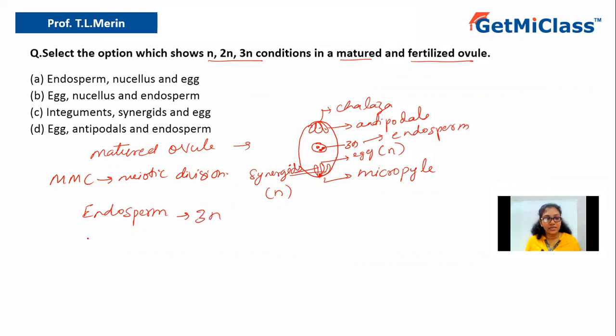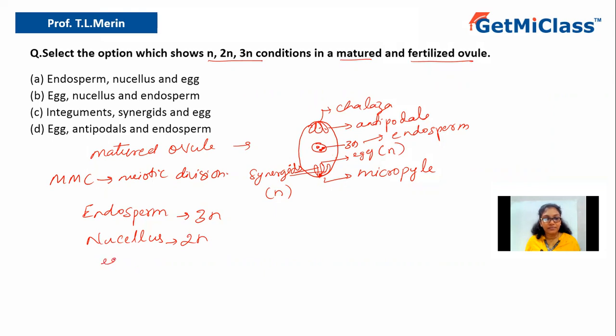Now it says nucellus. Nucellus is a tissue which is enclosed within the integument. So surrounding the embryo sac, you can find nucellus tissue, which will be diploid, because this is formed by the somatic cell only, so vegetative cell.